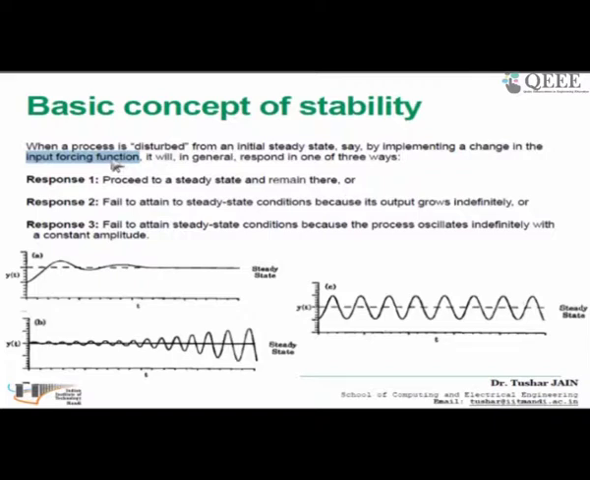It will in general respond in one of three ways. Response 1, we have seen, proceeds to a steady state and remains there. Response 2, fails to attain a steady state, with oscillations unbounded, the amplitude increasing to infinity with time. Response 3, fails to attain a steady state because the process oscillates indefinitely with a constant amplitude.